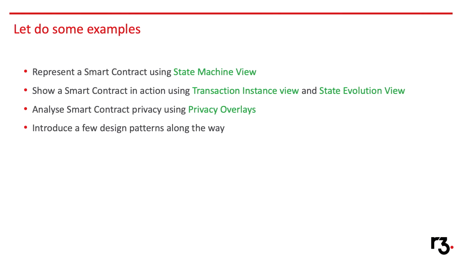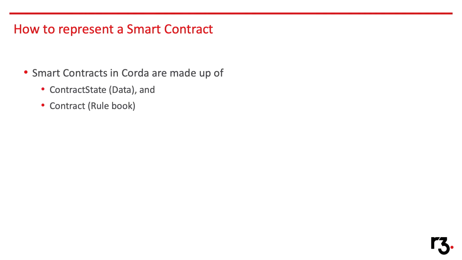So what am I going to take you through? I'm going to show you by example. I'm going to dream up a use case, create a smart contract, or describe a smart contract, show you some smart contracts in action, and then show you the privacy overlays. And you'll see a few design patterns along the way, which will be helpful in themselves, hopefully. Okay, so first bit, how to represent a smart contract.